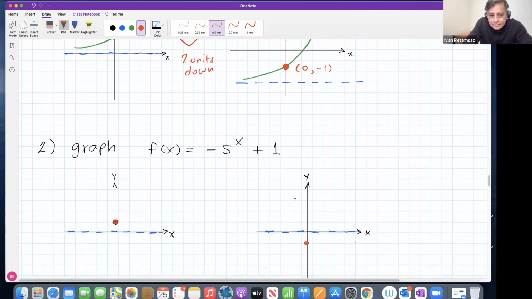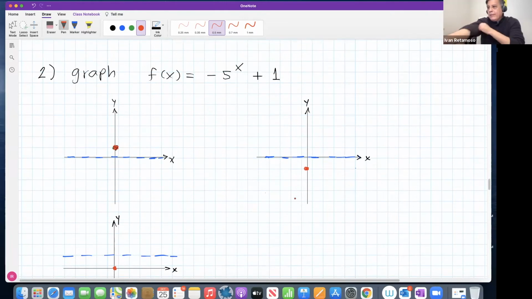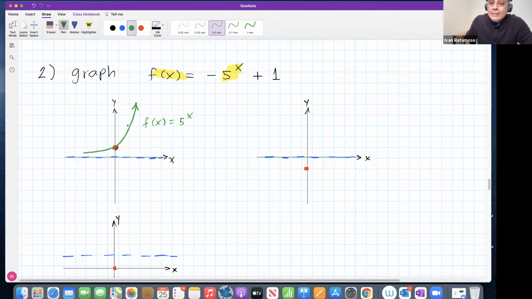Another example here. Graph f of x equals minus 5 raised to x plus 1. Start with something that you know. Let's start with this one I know, 5 to the x. We said that as long as the base is greater than 1, we know that it's going to look like this, an increasing curve. So start there. Start with something that you know. So we're going to start saying, okay, I know the graph of f of x equals 5 to the x. It's this. It's steep. The bigger the base, the steeper.